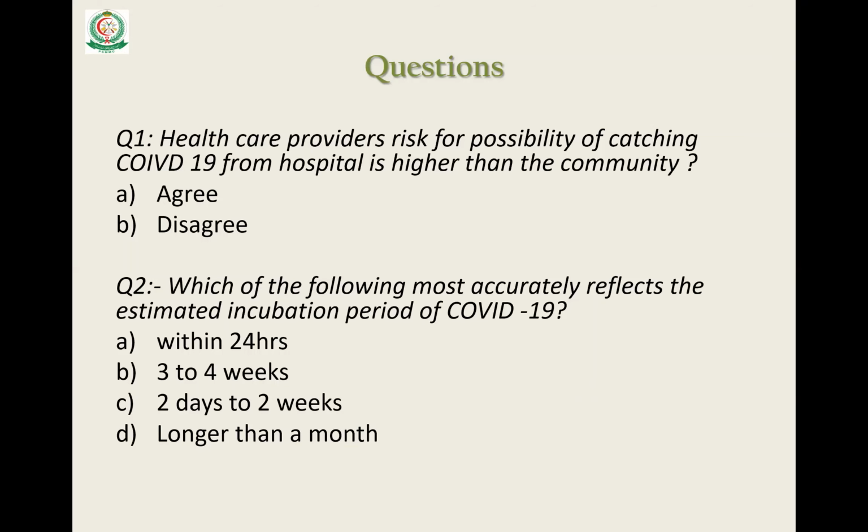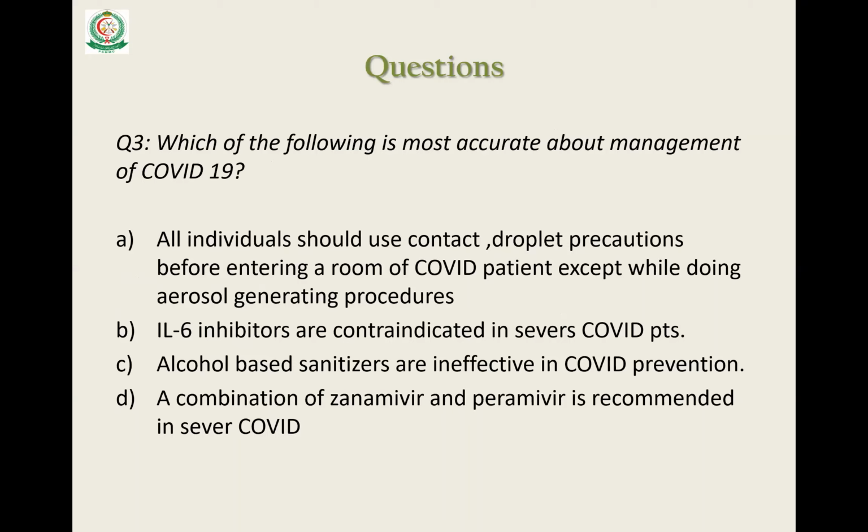Next slide. Which of the following is most accurate about management of COVID-19? A, all individuals should use contact droplet precautions before entering a room of COVID patient, except while doing aerosol generating procedures. B, interleukin-6 inhibitors are contraindicated in severe COVID-19 patients. C, alcohol-based sanitizers are ineffective in COVID prevention. D, a combination of zanamivir and peramivir is recommended in severe COVID. Next.